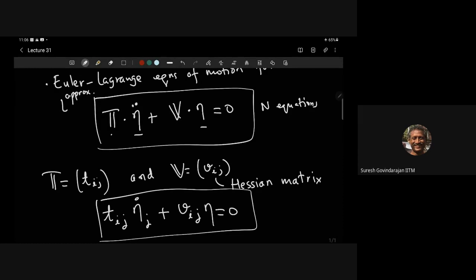People are not awake, I guess. It's d by dt of dL by d eta dot, right? I mean, that's what it is. So I forgot a double dot here. Okay, nobody pointed that out.